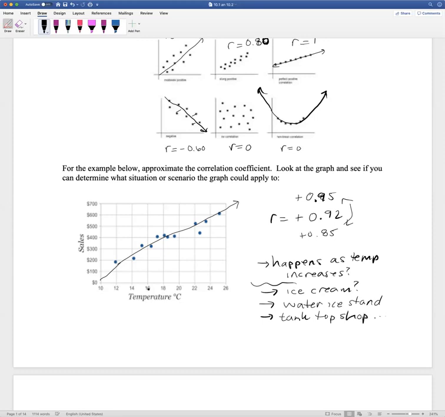Whatever it is, you should be able to get the general idea that as temperature increases, there are going to be some things that increase as well. And again, this is kind of an imaginative example for you. So one thing you could say is as the temperature increases, sales of ice cream would increase, sales of water ice would increase, sales of tank tops or t-shirts would increase. You can use your imagination. Maybe it's a sunglass store. But again, this is a nice example of linear correlation.